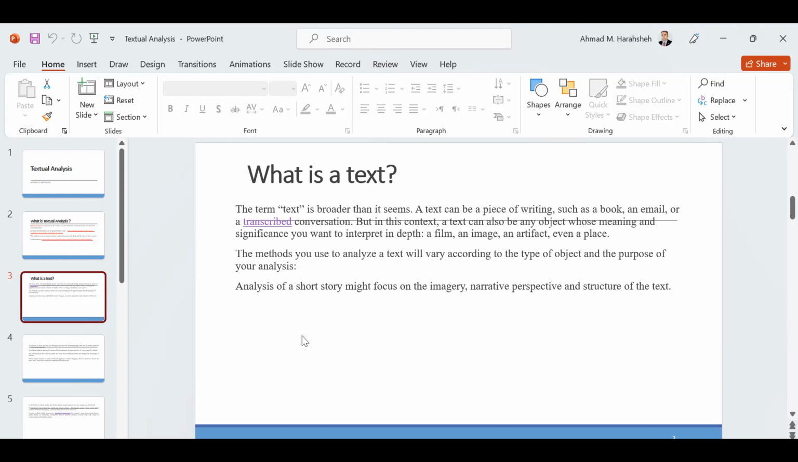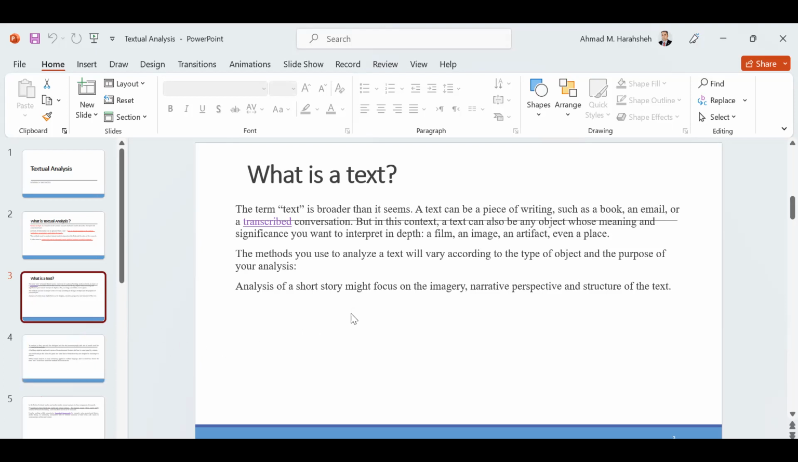Okay, here there is an indication. When they use a picture, go to any product, you will find a certain picture. This picture has an aim. There is a target for using this picture on this product. They'd like to attract you as a consumer to buy this product and so on. So the term text is wider than it seems.